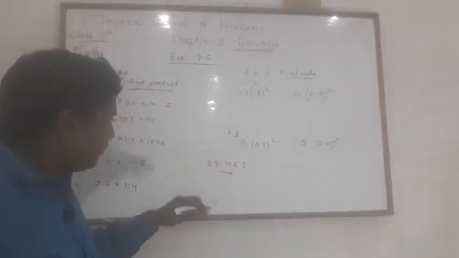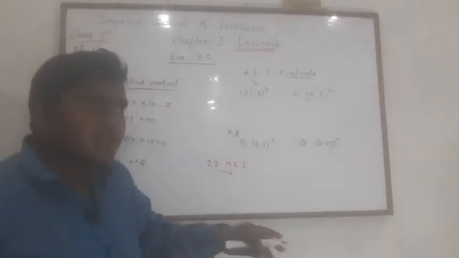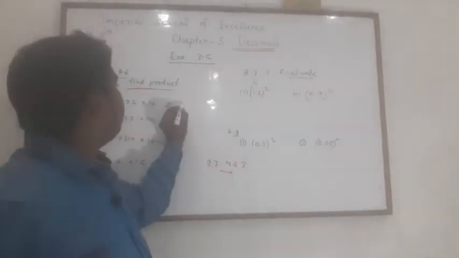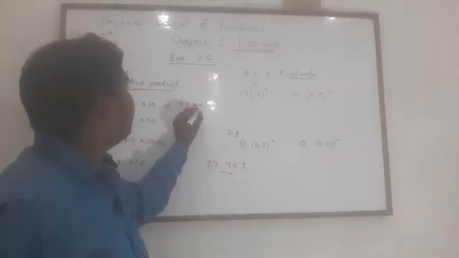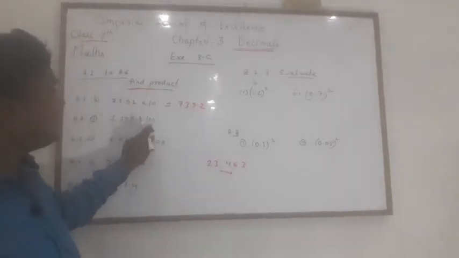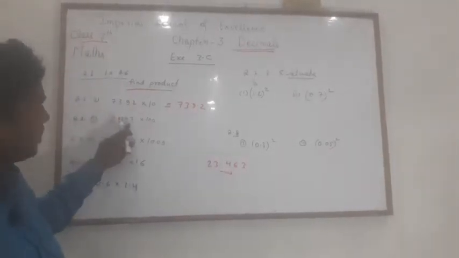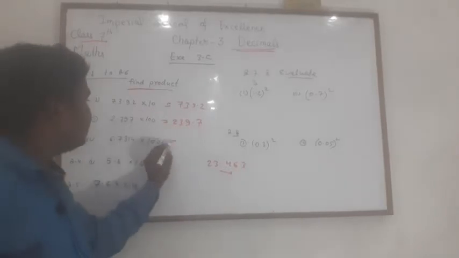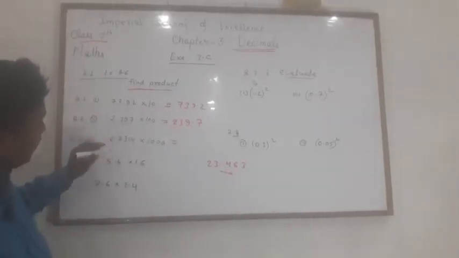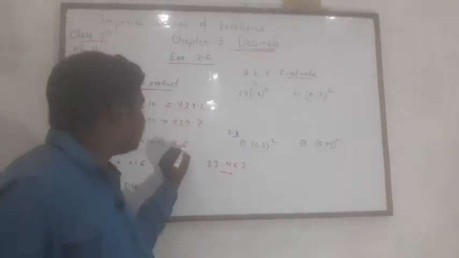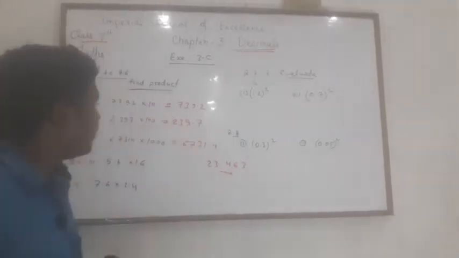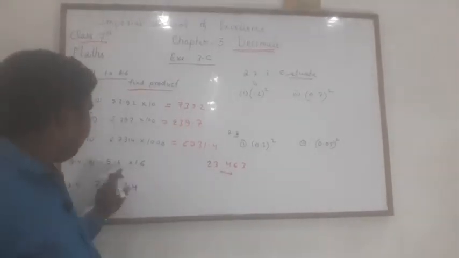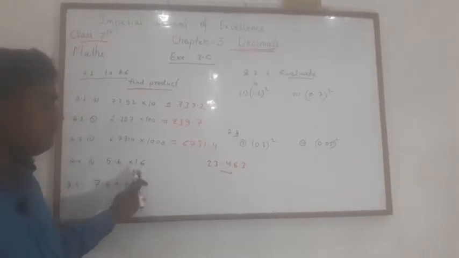Okay. Similarly, if you divide this number by 10, then the decimal will shift in the left direction. So here the answer will be 739.2. Okay, and here we have to multiply it by 100, so the decimal will shift 2 places, and this will be 239.7. Okay, and here the decimal will shift 3 digits, so this decimal point will shift to here, and it will be 6731.4.